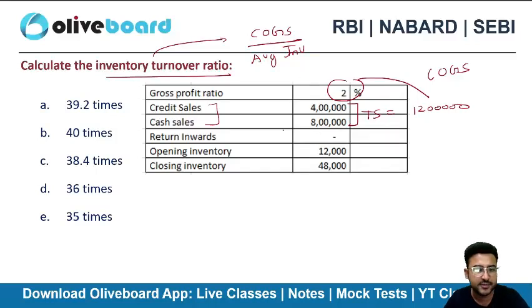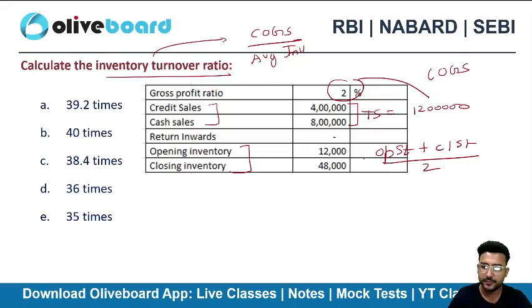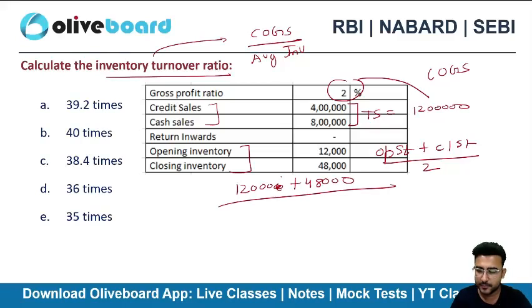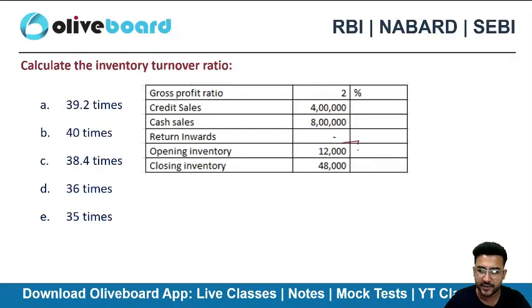Do I have average inventory? No, but I have closing and opening inventory. So what is average inventory? Opening stock plus closing stock divided by 2. So 12,000 plus 48,000 divided by 2. So 60,000 divided by 2, that means my average inventory is nothing but 30,000 here. My average inventory is 30,000, right?